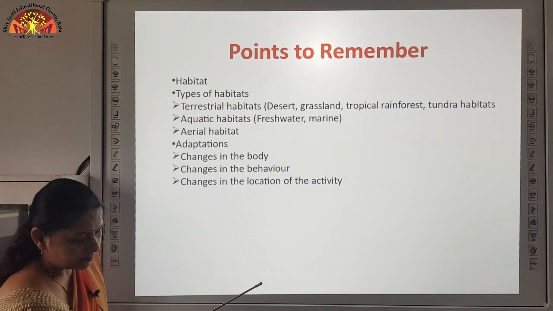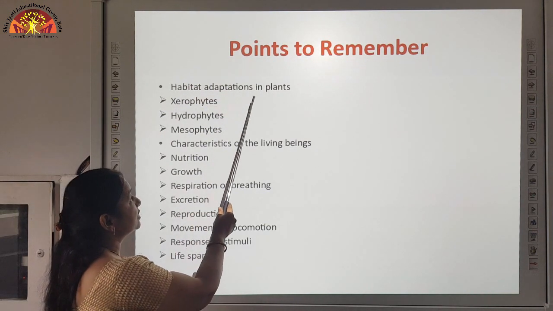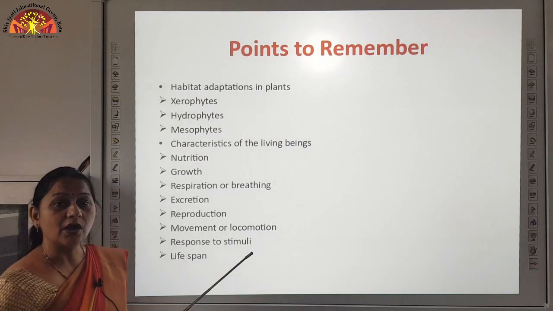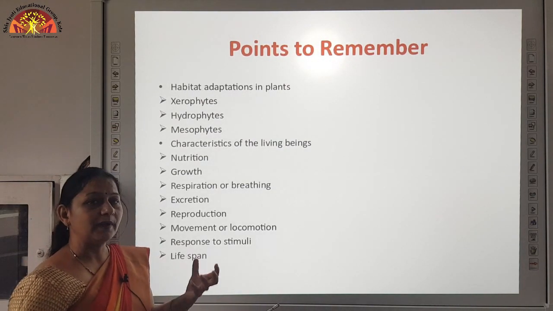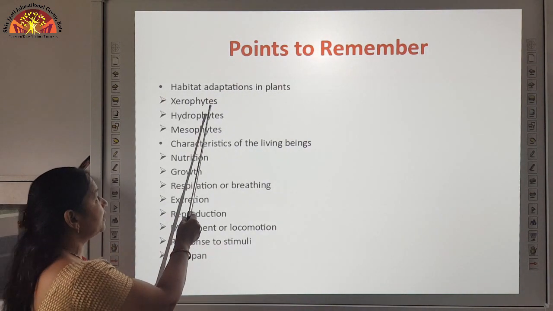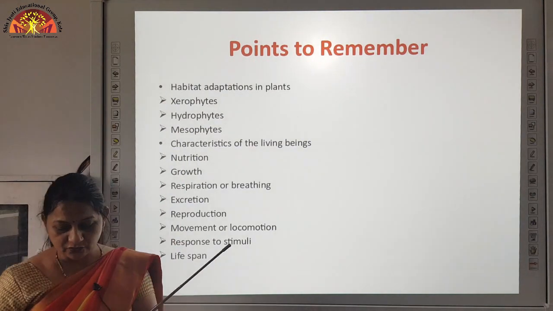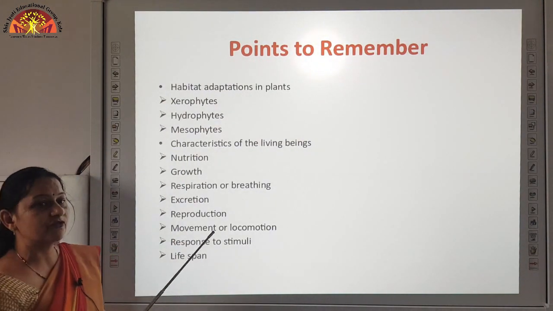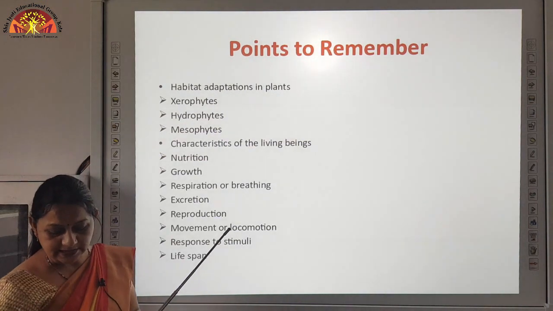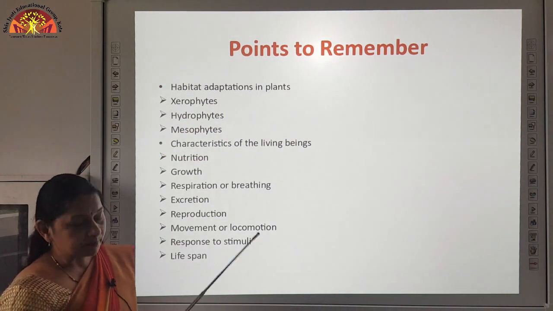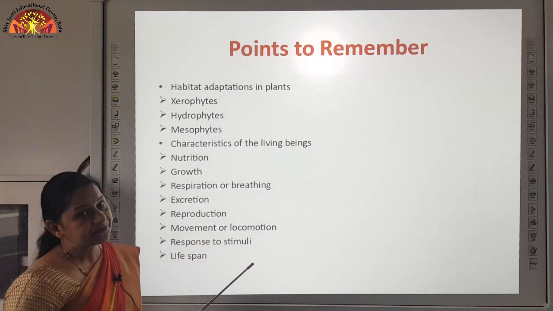The next topic that we have in this is habitat adaptations in plants. According to the adaptations that the plants make, they are divided into three categories, that is xerophytes, hydrophytes and mesophytes. Now, what are xerophytes? Xerophytes are the plants which live in dry areas or the desert areas, and plants like cactus come under the category xerophytes.